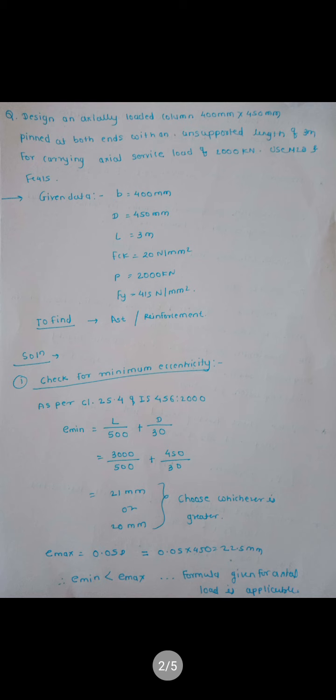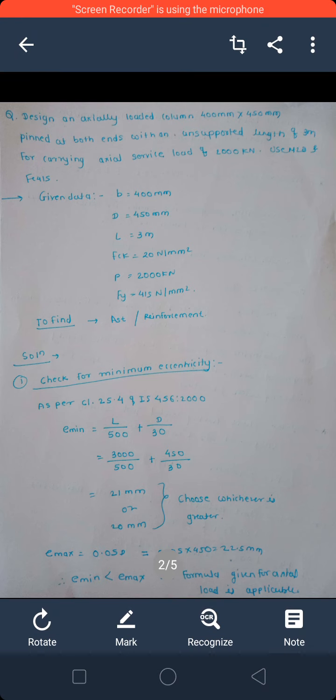Let us take an example. Design an axially loaded column 400 mm by 450 mm pinned at both ends with unsupported length of 3 m for carrying axial service load of 2000 kN. Use M20 and Fe415.